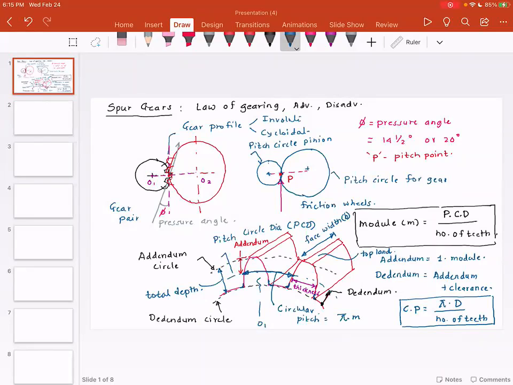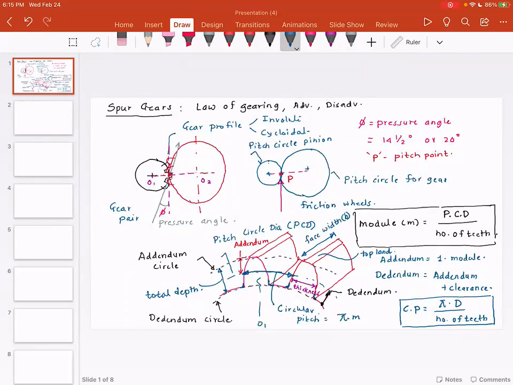And when we try to design the gear, the most important thing is we determine what is the pitch circle diameter, what is the number of teeth for that gear. Essentially, we find the module. Once we find the module, almost all the dimensions are dependent on module. So just remember this, module is the very important parameter in gear design, and module is given as pitch circle diameter divided by number of teeth.